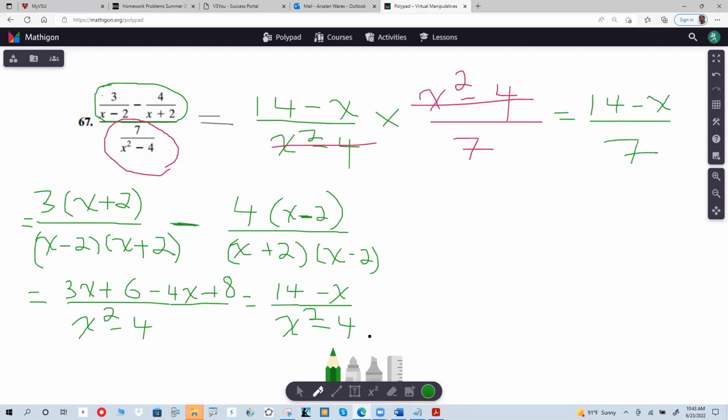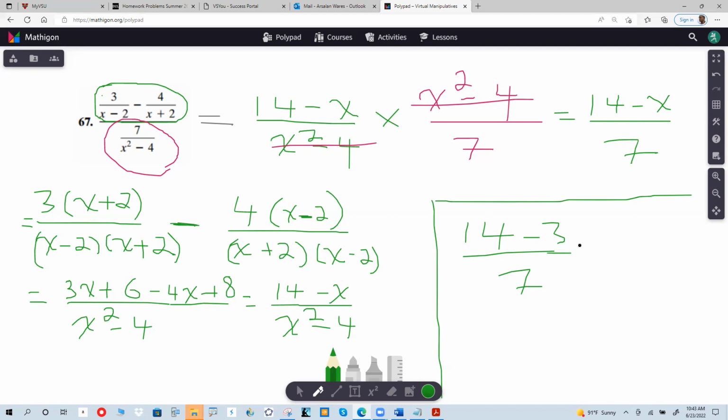I'm going to explain it to you this way. Take a look. If you had something like 14 minus 3 over 7, you wouldn't be dividing 14 by 7. If you did, it would be something funny. 14 minus 3 is 11, 11 over 7, and I'm going to use my calculator. 11 over 7 is 1.57, okay? And that's correct. That's how you do it.